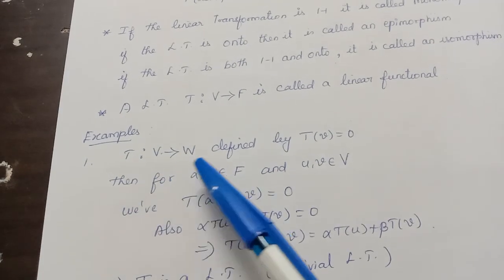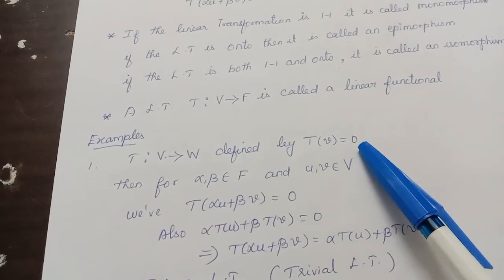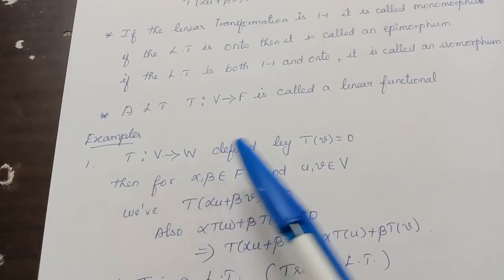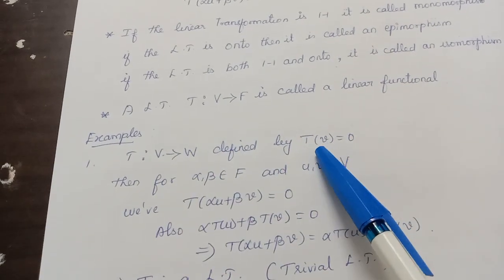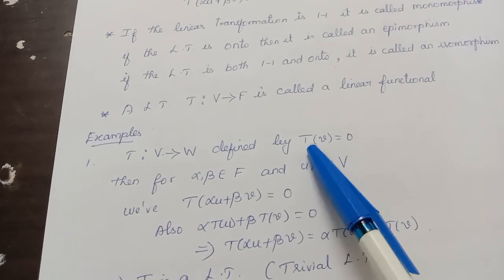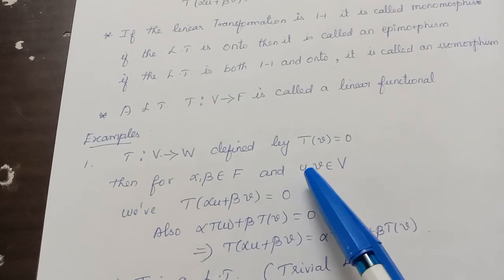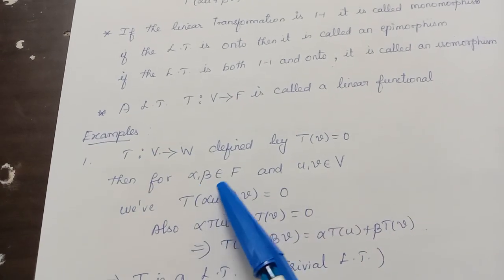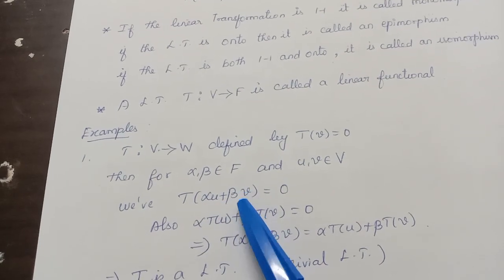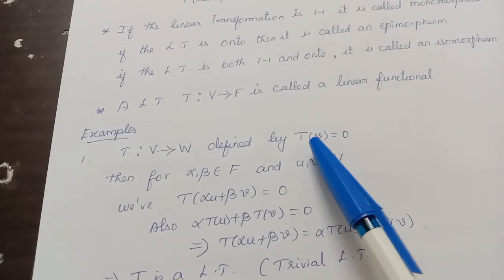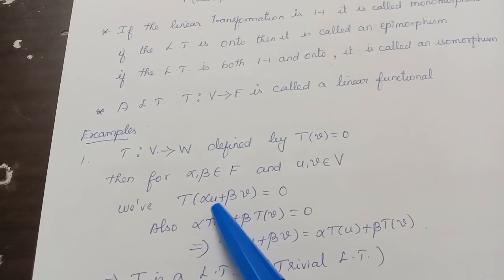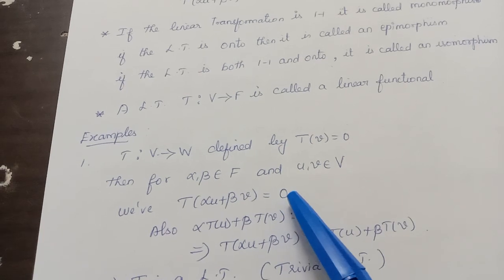Suppose T from V to W is defined as T of V equal to 0. That is, for every vector V in capital V, the image is 0. We have to check whether this kind of transformation is a linear transformation or not. Let us take U, V in the domain and alpha, beta from the field. Now consider T of alpha U plus beta V. By definition, T for any element of V is equal to 0. So T of alpha U plus beta V is also equal to 0.